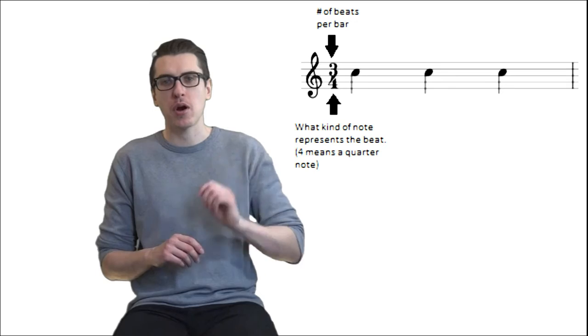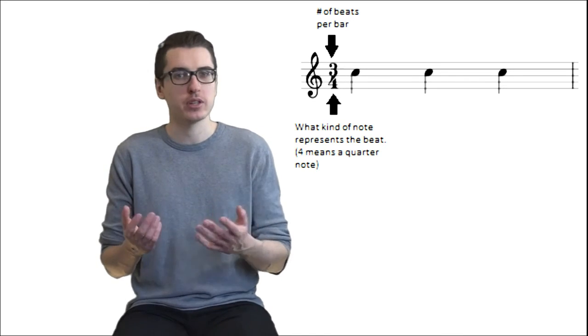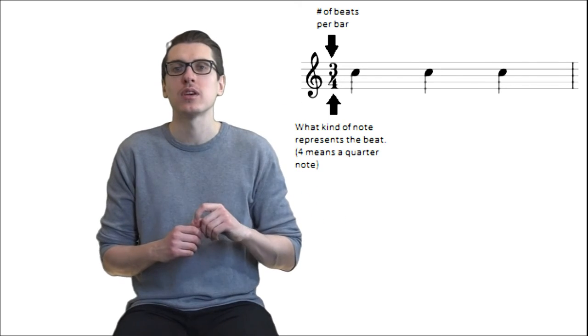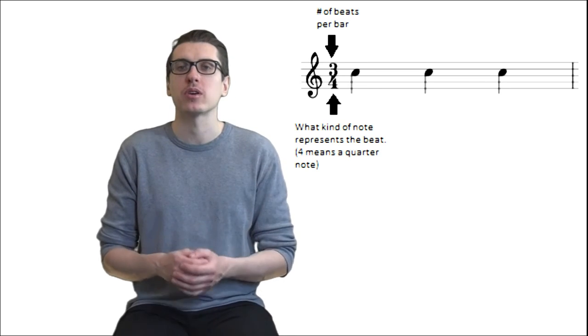Let's take a look at another example before we move on. Here's a bar of 3/4. So 3/4 is another time signature. It means that there are 3, the top number, 3 beats per bar. And the bottom number 4 means that those beats are represented by a quarter note. All right, let's move on.